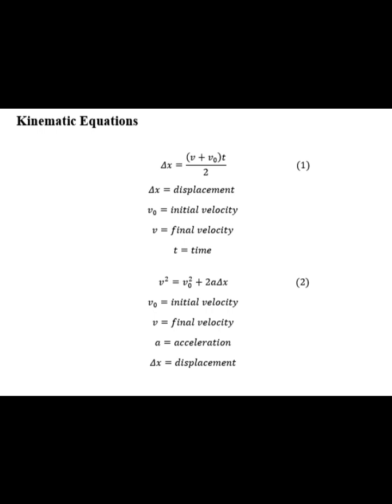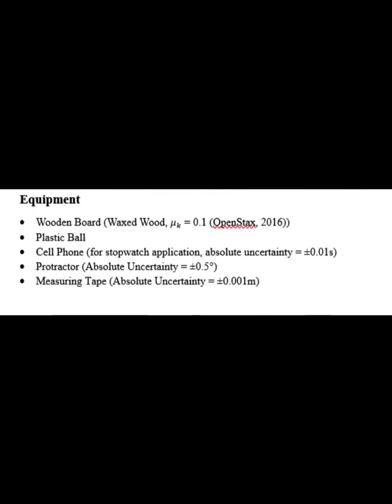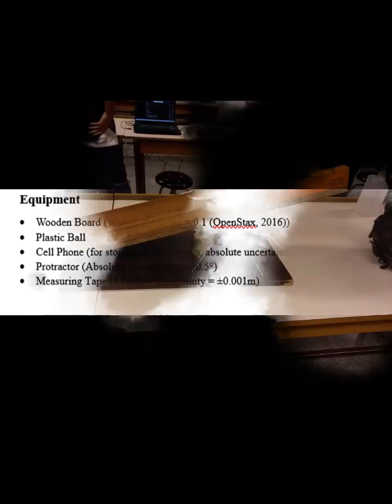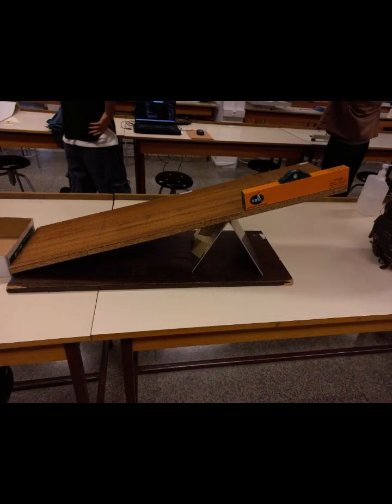Here is the list of the equipment used for conducting this experiment, with the given absolute uncertainties of the measurement tools. And here is the experiment setup. First of all, I arranged the plane at an angle of inclination of 10 degrees by measuring the angle with the protractor, which is embedded on the plane.